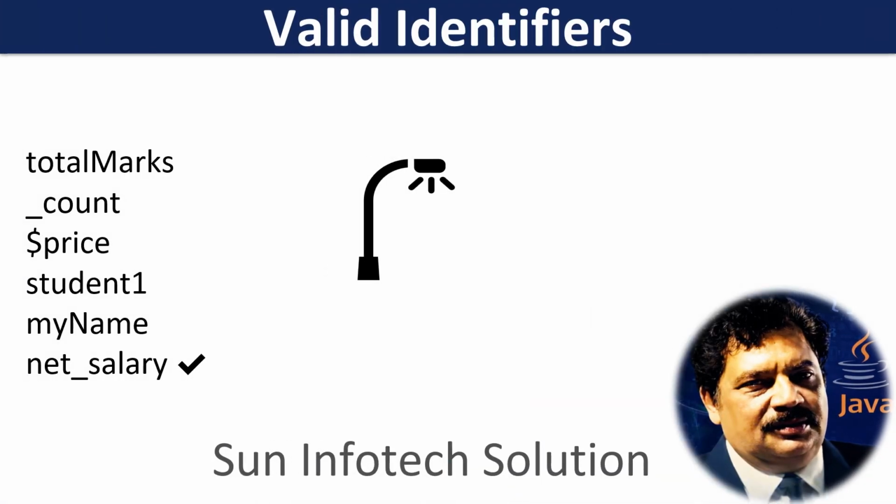So students, here is the list of some valid identifiers. totalMarks is a valid identifier. _count is also a valid identifier because you can start a variable or identifier with an underscore or dollar sign. Then student1 is also correct because you can use digits, but it must not start with a digit. Student followed by 1 is okay. myName is also correct because all are alphabets. net_salary is also correct because you are using an underscore. So these are some valid identifiers. Now in the next slide, we will discuss the various invalid identifiers.